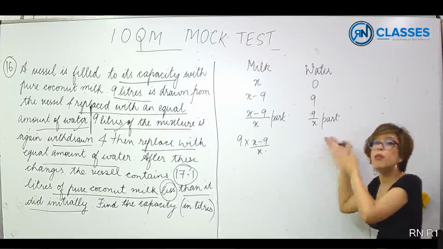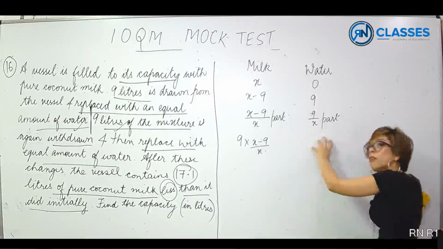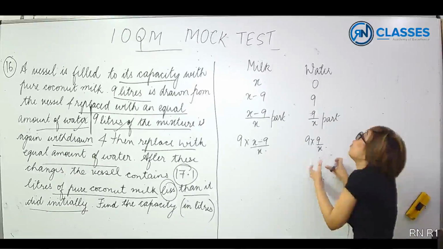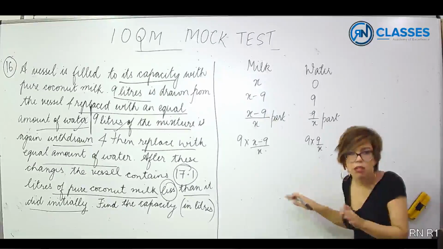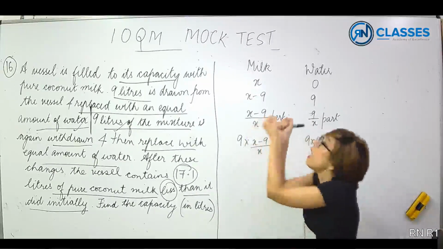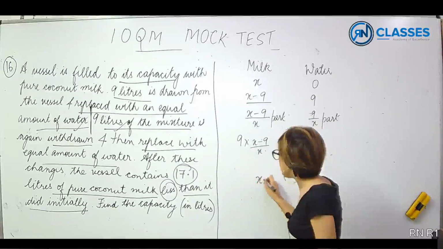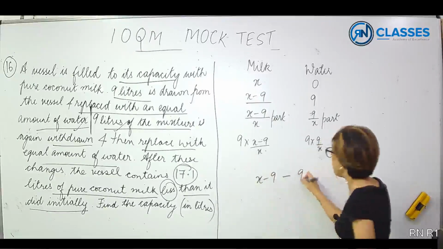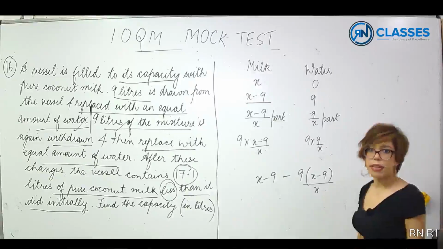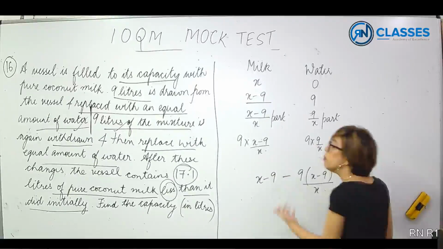Similarly, if I want to talk about water, in 1, I had this much part of water. Now, in 9, how much water will be there? 9 into 9 by x. So, this much water would be taken out. But we do not care about water, so I will just stick to the milk. This much milk has been taken out from x minus 9. So this is nothing but x minus 9 minus 9 into (x minus 9) by x. Now this is the quantity of milk available now.